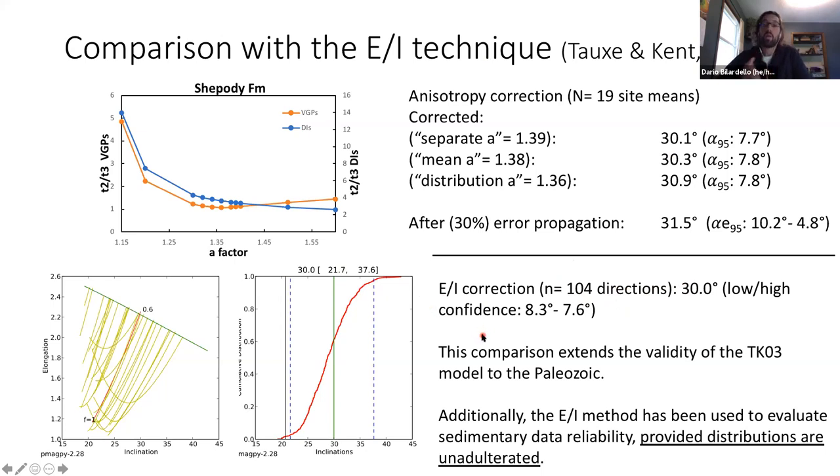And moving away slightly from inclination corrections, the DEI technique has also recently been used in assessing the reliability of sedimentary rocks. And this is absolutely great. I'm just cautioning that the distributions for applying the DEI technique must be unadulterated. What I mean by this is that we should not be applying cutoff angles, and Tauxe and Kent talked about this in their 2004 paper. It was recently demonstrated again by Weiss et al. in 2021 in a very recent paper that adopts this technique.